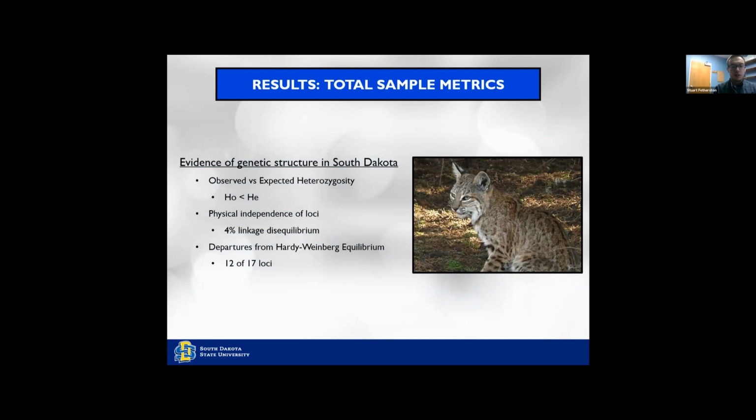So next, I wanted to look for evidence of genetic structure in the state, which there was. Our rates of observed heterozygosity were less than expected. There were instances of linkage disequilibrium, and 12 of our 17 loci were out of Hardy-Weinberg equilibrium. All of that is just to say those could be a result of the Wahlund effect, which suggests that there's a level of structure in the population that isn't being accounted for when analyzing it all together.